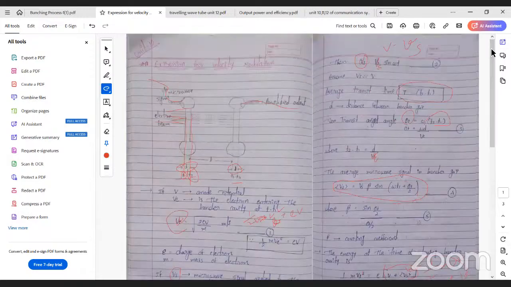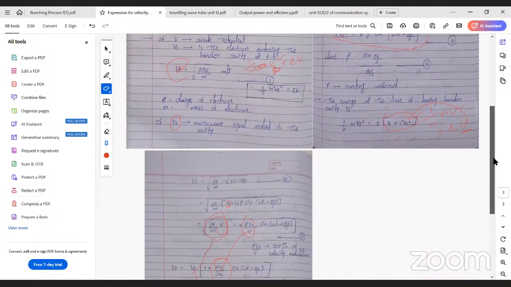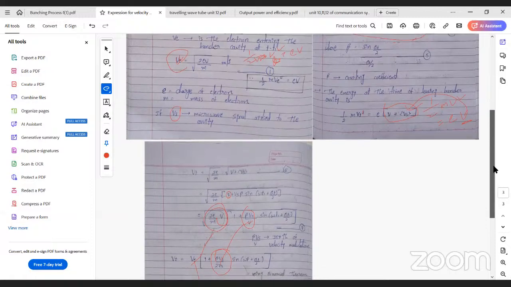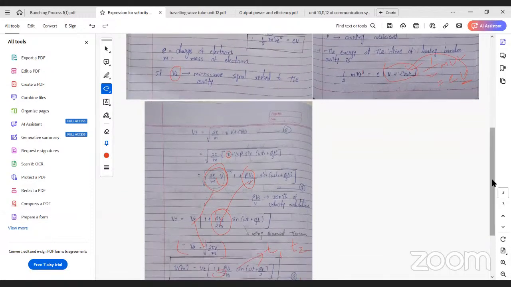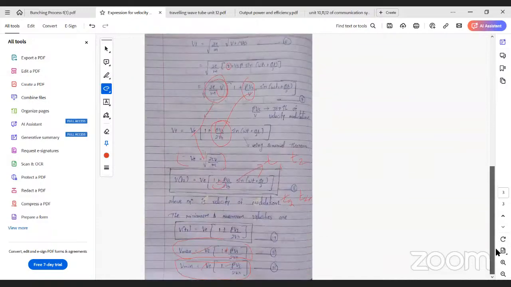Ma'am, in the textbook they have given V1, and you said VT. V1 or VT, ma'am? In the textbook, what is mentioned is VT. V1, that is the time period T. Yes, ma'am, energy at the time, no? So VT, that is T.